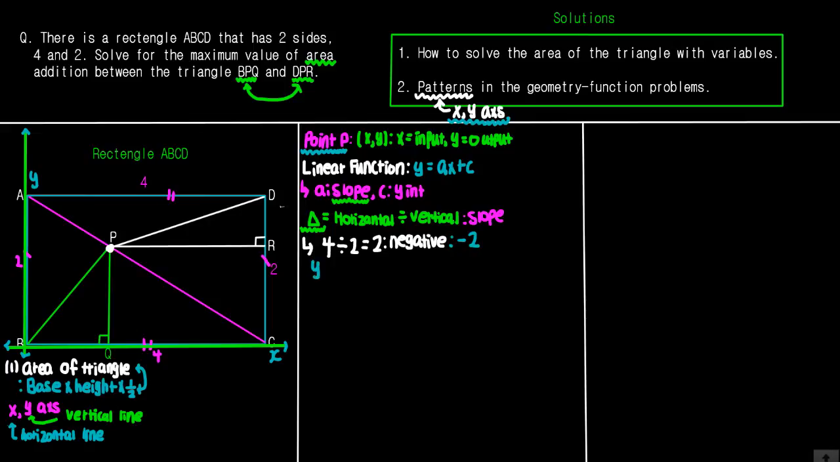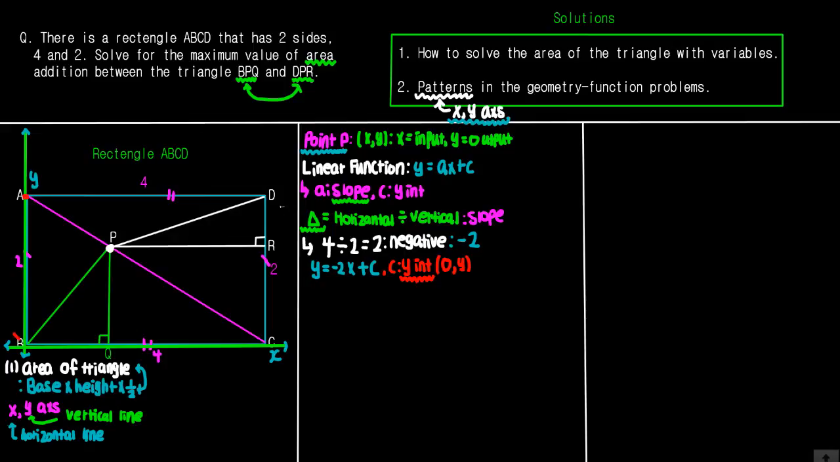So our function will be y is equal to negative 2x plus c. And we need to solve for c. Here is a way to approach this. We know that c will be the y-intercept. If you think about the definition of the y-intercept, it is the y value when the input is equal to 0. So the y-intercept is the point on the y-axis where the x value is equal to 0.